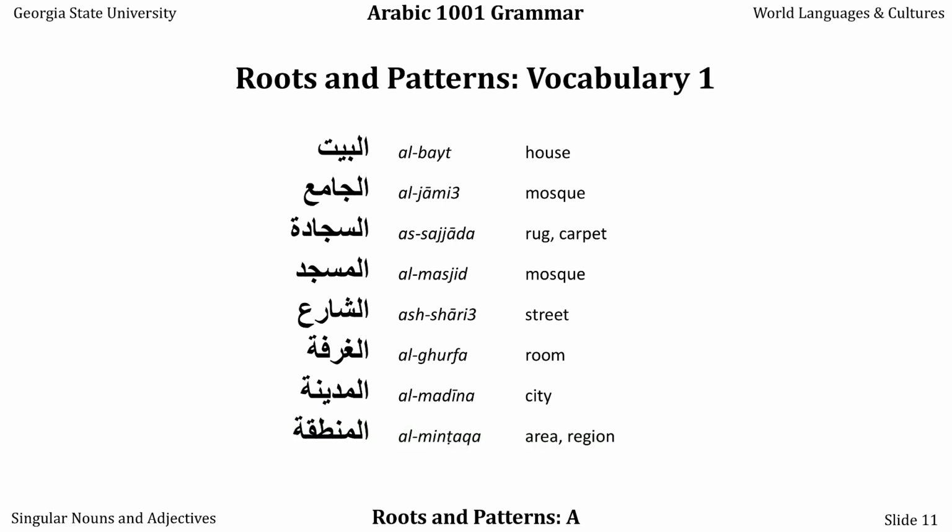Notice how both the last two words here have meem as their first letter, and we might think, oh, well, that's a grammatical prefix. And in the case of Mintaqa, it is. The root is nun, ta, qaf. But in the case of Medina, it is not. The root is meem, dal, nun. So meem is actually the trickiest thing about finding the roots of words, because most of the time it's a grammatical prefix, but sometimes it isn't, so you have to be careful.